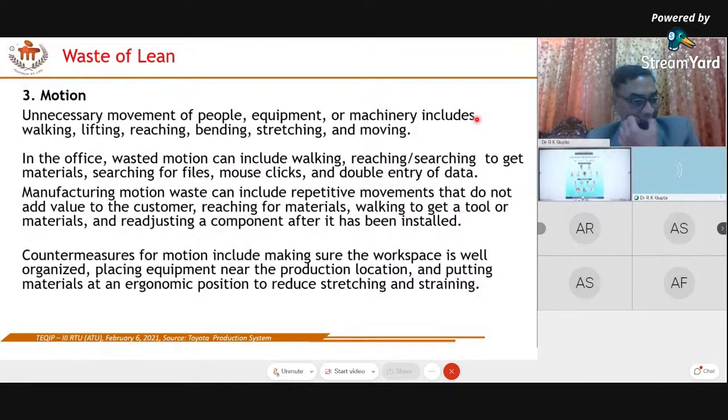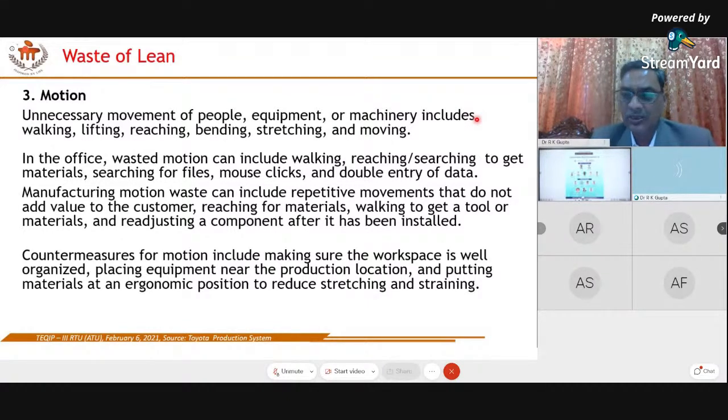Secondly, setup time can be reduced, enabling the manufacturing of small batches or single-piece flow. So how can we reduce the setup time? By making fixtures or making jigs, so that we can change over frequently, whether we are producing small batches or large batches. Then thirdly, using a pull or kanban system can control the amount of work in process.